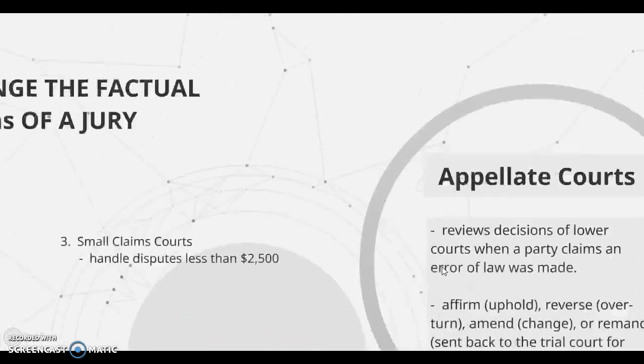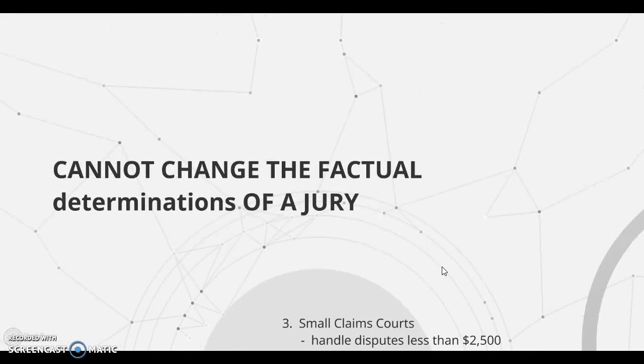Okay, a big thing to know about appellate courts is that they cannot change the factual determinations of a jury. The appellate court is only looking at the details and the process to find out if an error of any kind had occurred.